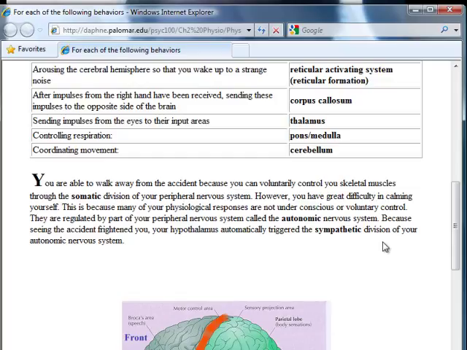Okay, most of you did pretty well on this, but I don't think anybody got a perfect score. Maybe one or two people did. So a little review might be in order here.